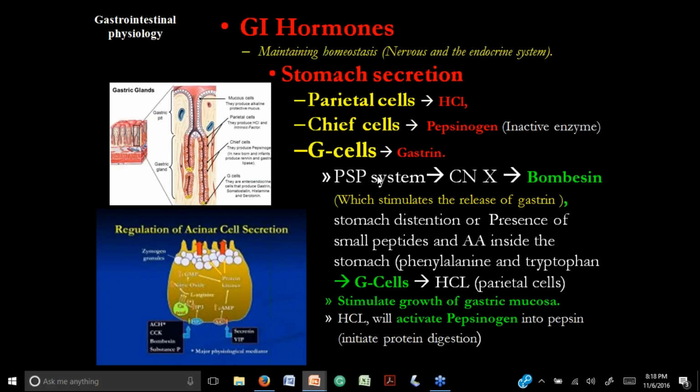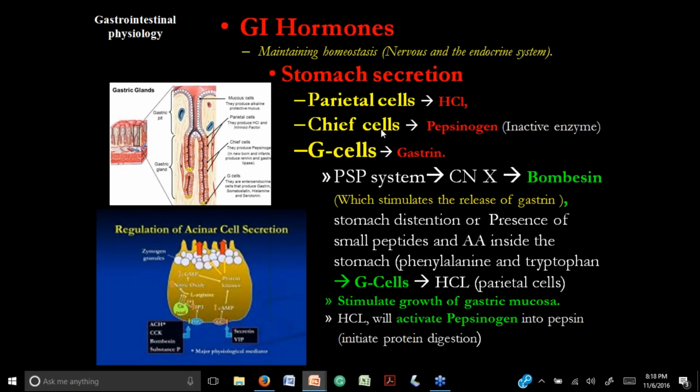All right, so let's start talking about the GI hormones, and that is to maintain the homeostasis. This homeostasis is related to the ability to make the GI tract functions work properly. So we have the stomach. Let's focus on the stomach. In the stomach, we are going to have some cells called the parietal cells that secrete the hydrochloric acid.